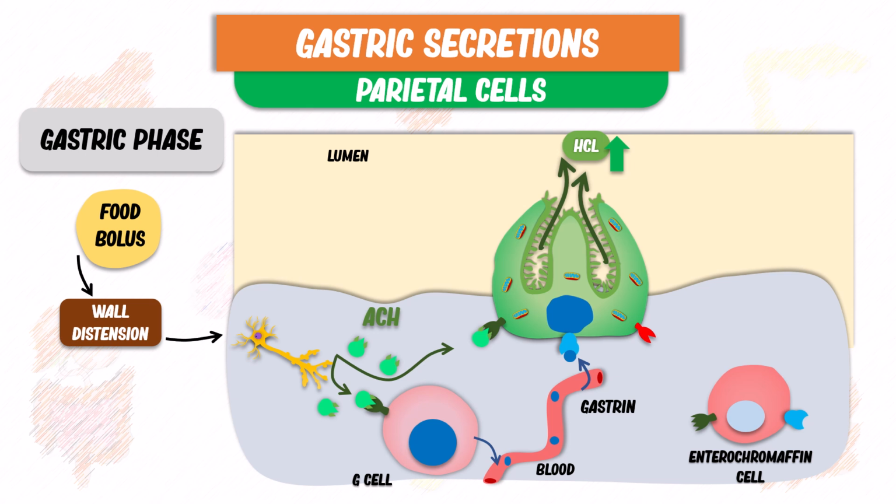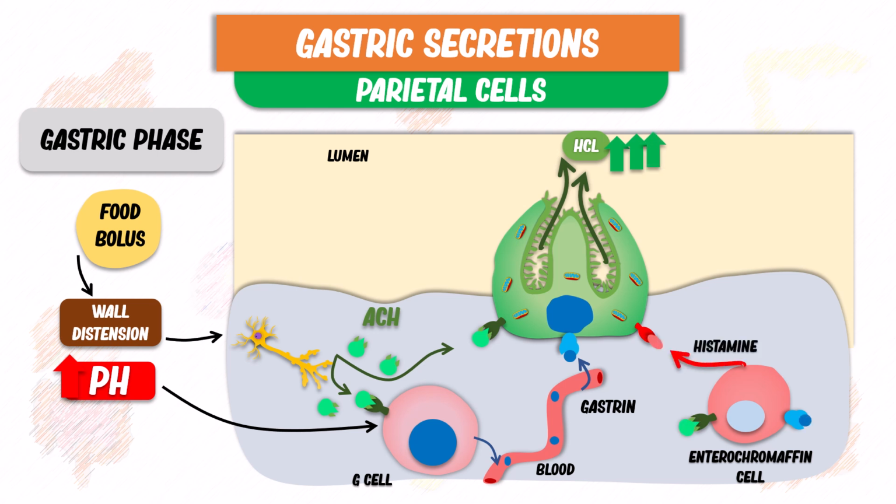Additionally, food increases the stomach's pH, which is detected by chemoreceptors and provides positive feedback for hydrochloric acid secretion by stimulating G cells to release more gastrin. There are also enterochromaffin cells that secrete histamine, stimulated by acetylcholine and gastrin, further enhancing hydrochloric acid production. When all three receptors are activated, secretion is maximized.